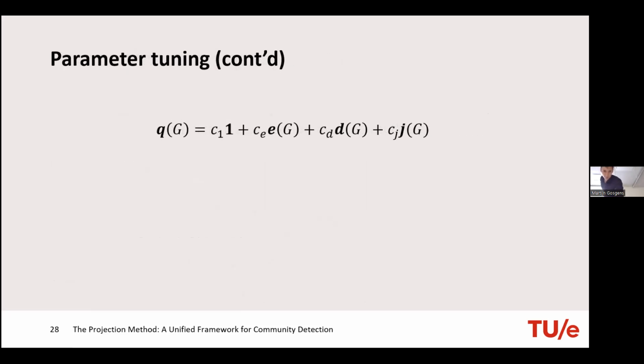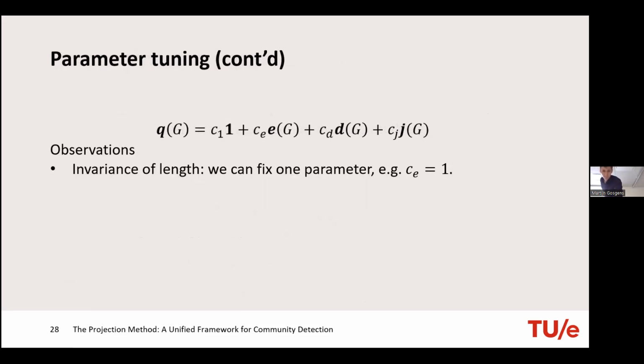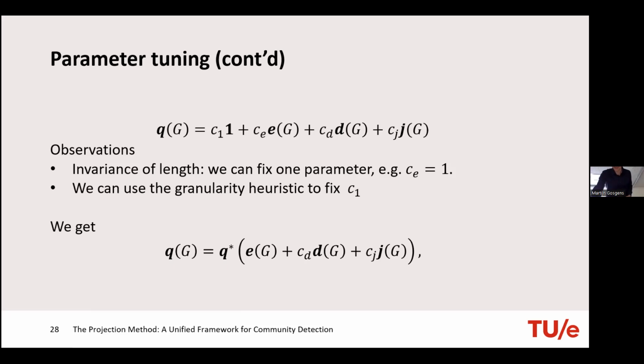But we first make the problem a little bit easier. Because of the hyperspherical geometry, the length of this vector doesn't matter. So therefore we can fix one of the parameters. We just say that the contribution of this edge vector over here will be 1. And then the next thing is that just adding a constant of the all-ones vector is just changing the latitude of this vector, but we have this nice heuristic to fix that value. So instead, we just do the grid search on 2 parameters.